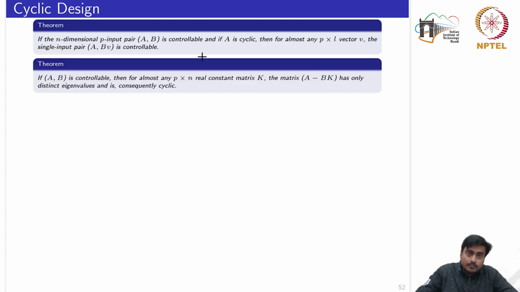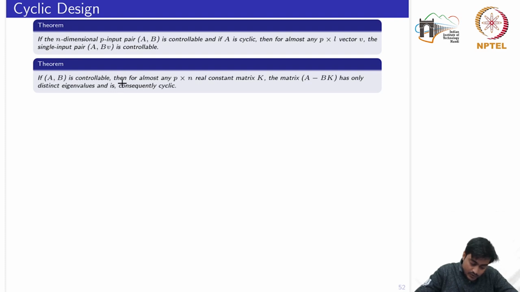Now we will use these two important results to finally design the K matrix. First, note that in both these results, we need the controllability of the pair A comma B. If the original pair A comma B is not controllable, from the necessary and sufficient condition, it is already ensured that you cannot design a K matrix to place the eigenvalues arbitrarily. So, if the pair is controllable and A is cyclic, we can select any B such that this pair is controllable.